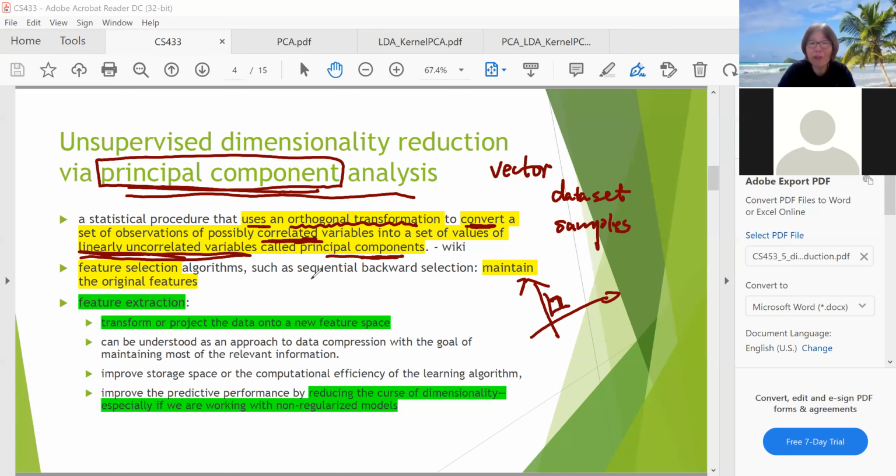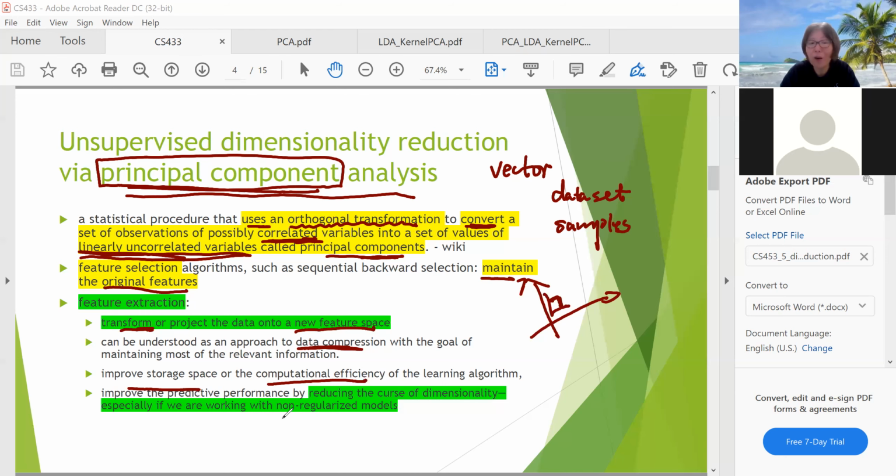Feature selection, which we previously covered in the unit without much detail, like sequential backward selection, maintains the original features. But PCA is going to transform into a new feature space. And previously we also discussed that PCA can be used for data compression, to improve storage space and computational efficiency.